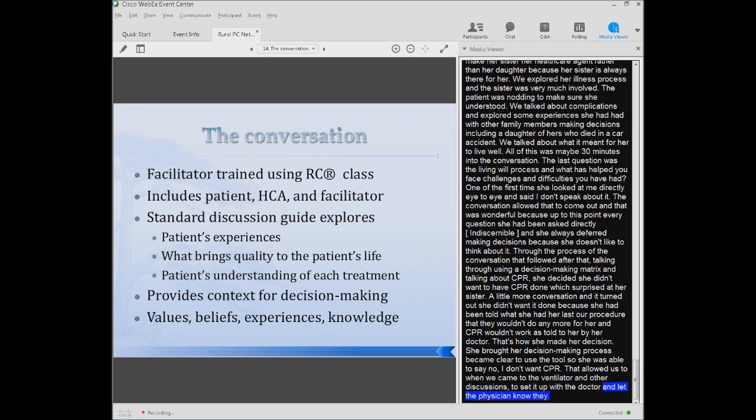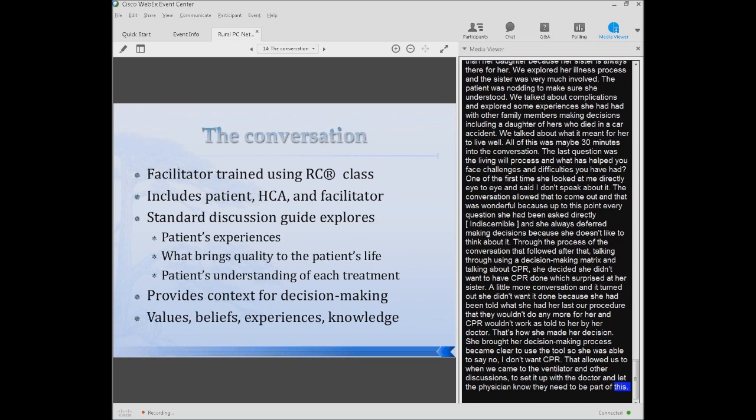That story, for me, is really illustrative of how the process of patient-centered advanced care planning, not just doing the POLST document, but having the conversation in a formatted way, really helps patients express their values and goals.